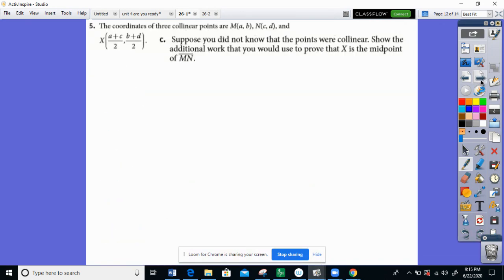Now part C says, suppose you did not know that the points were collinear. Show the additional work that you would use to prove that point x is the midpoint of segment MN. Well, now we would need to work out the actual length of segment MN, which would really be pretty easy because we don't have any fractions. So let's label our coordinates here, x1, y1, x2, y2. So that's going to be the square root of x2 minus x1 squared plus y2 minus y1 squared.